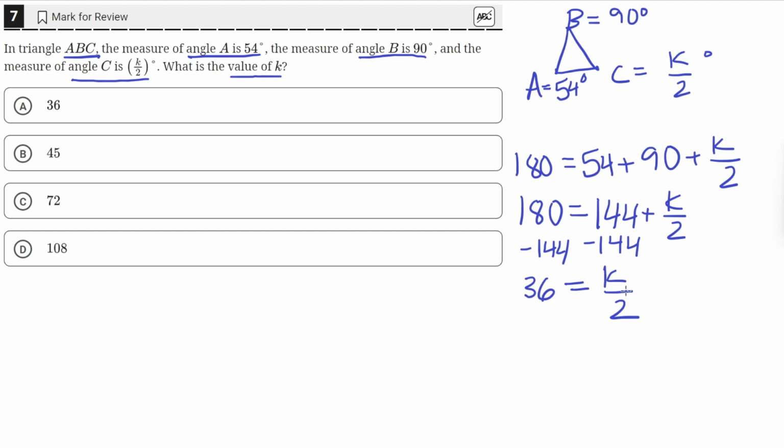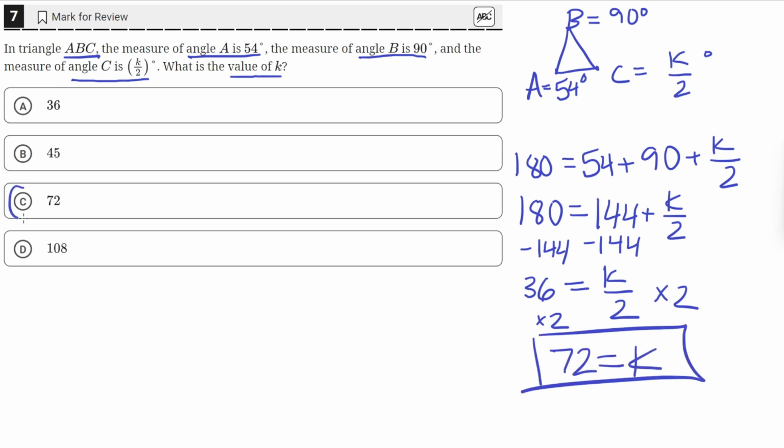And if we want to solve for the value of k, then we can multiply both sides by 2, because that gets rid of the 2 in the denominator, and on the left-hand side, we'll just be left with 36 times 2, which is equal to 72. So that means k equals 72. So the correct answer choice is C.